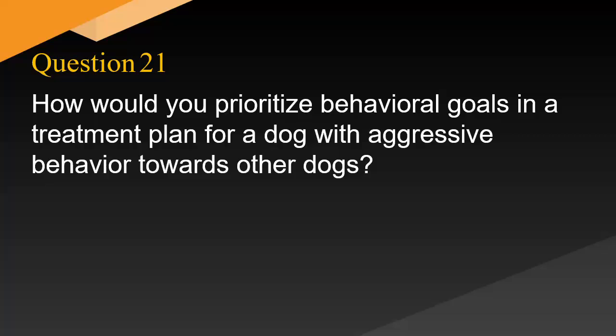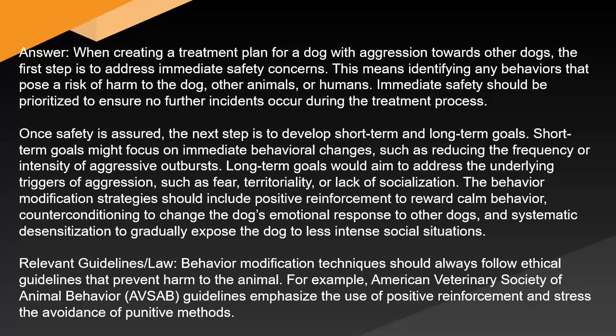How would you prioritize behavioral goals in a treatment plan for a dog with aggressive behavior towards other dogs? Answer: When creating a treatment plan for a dog with aggression towards other dogs, the first step is to address immediate safety concerns. This means identifying any behaviors that pose a risk of harm to the dog, other animals, or humans. Immediate safety should be prioritized to ensure no further incidents occur during the treatment process. Once safety is assured, the next step is to develop short-term and long-term goals. Short-term goals might focus on immediate behavioral changes, such as reducing the frequency or intensity of aggressive outbursts. Long-term goals would aim to address the underlying triggers of aggression, such as fear, territoriality, or lack of socialization.